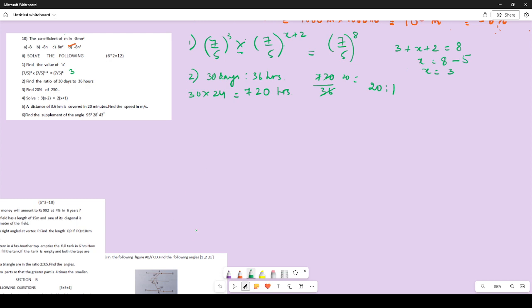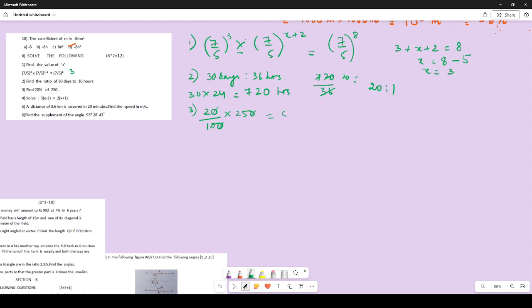Now let us move on to the next question. This is the third bit. Find 20% of 250. Now remember, whenever you have any number in percent, you simply write it in fraction as by 100. 20% means 20 on 100 of what? 250, right?